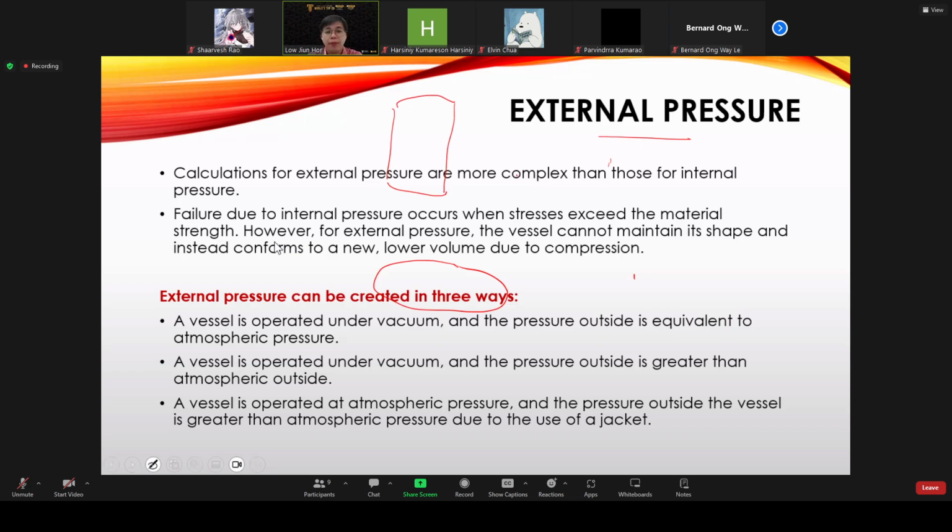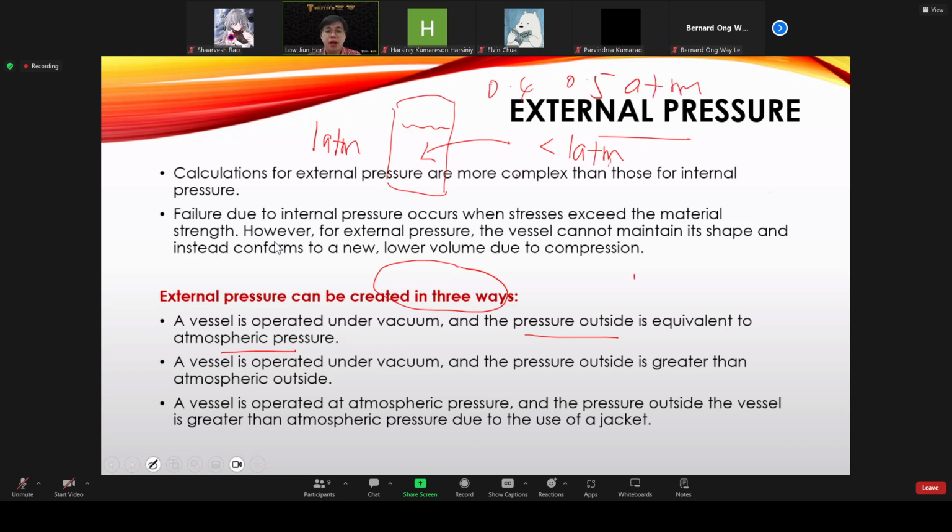Now the pressure outside the pressure vessel is atmospheric pressure, 1 atm. But due to the process here, I need to operate at a pressure lower than 1 atm. If the operating pressure inside the pressure vessel is lower than atmospheric pressure, let's say 0.4 or 0.5 atm.